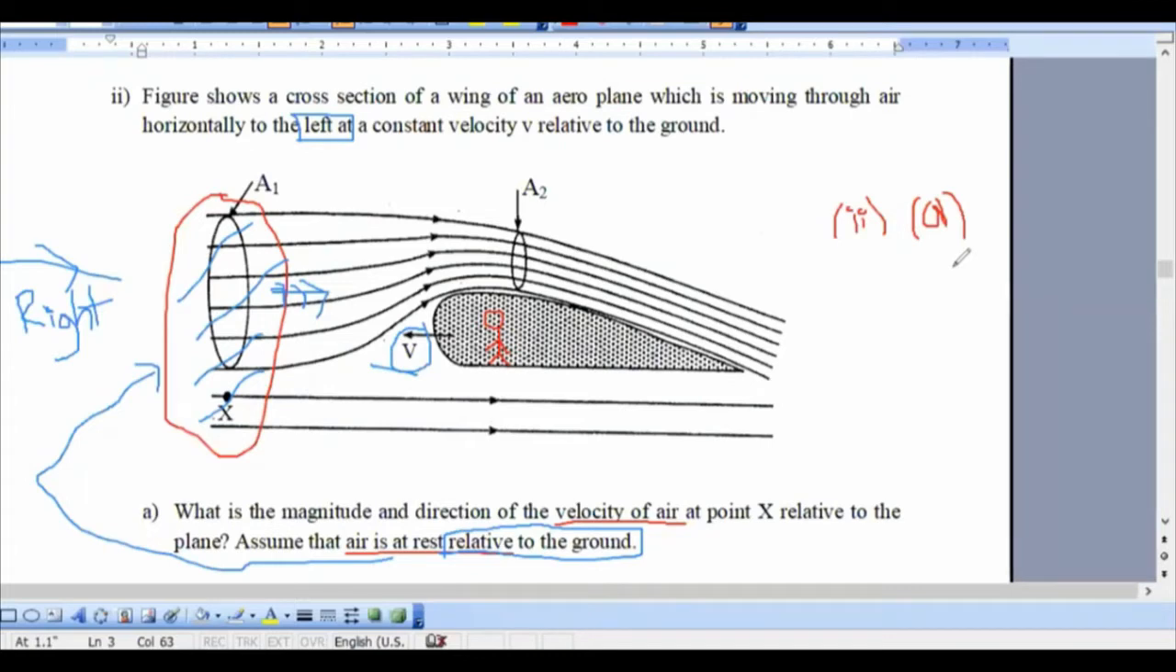Velocity of air particles relative to the aeroplane is V meter per second into the right hand side direction.